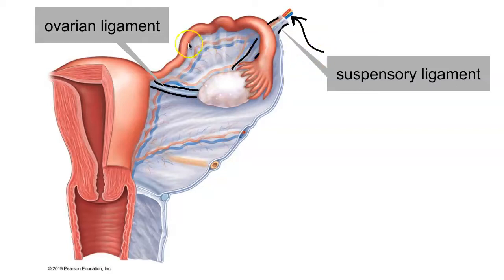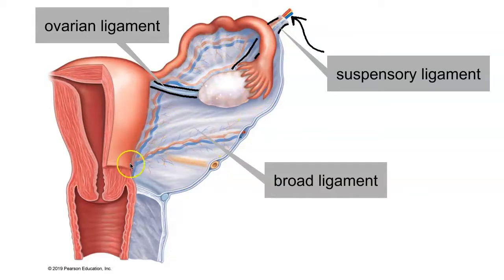And then there's this broad sheet of connective tissue that is attaching the fallopian tube, the ovary, the uterus. This is known as the broad ligament. Let's take a closer look at the ovary itself.